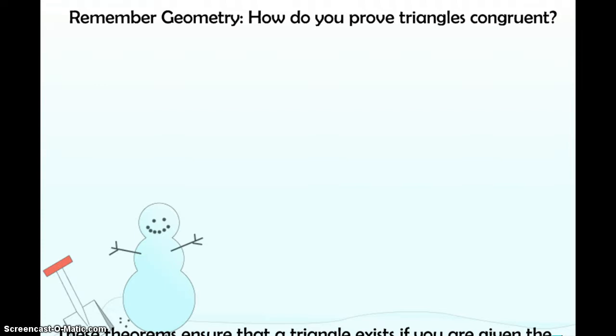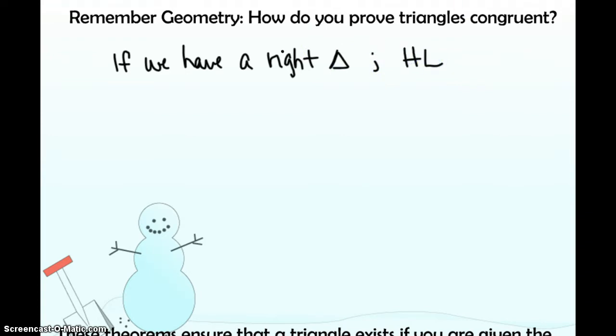We need to remember some of our concepts from geometry. How do we prove that triangles are congruent? Well, if we have a right triangle, we can use our hypotenuse leg. But what if we don't have a right triangle? If we have a right triangle, then we can also use some trig. But we can prove triangles are congruent by hypotenuse leg.